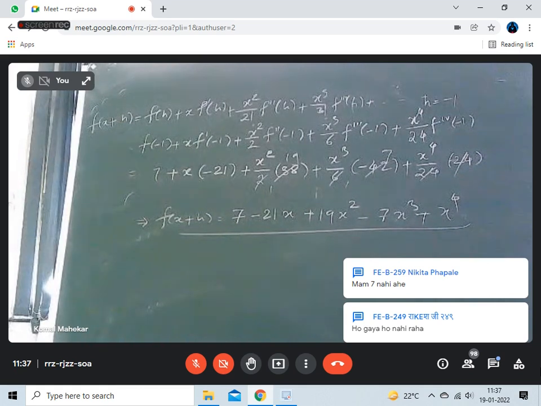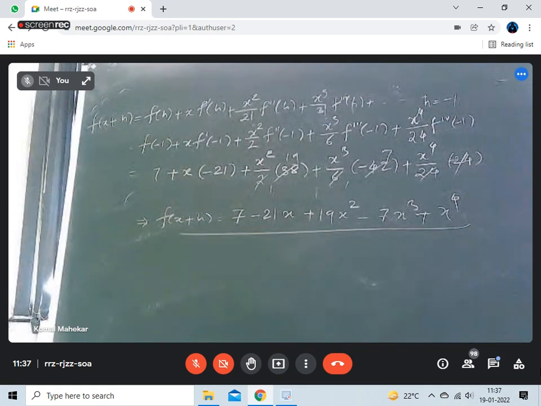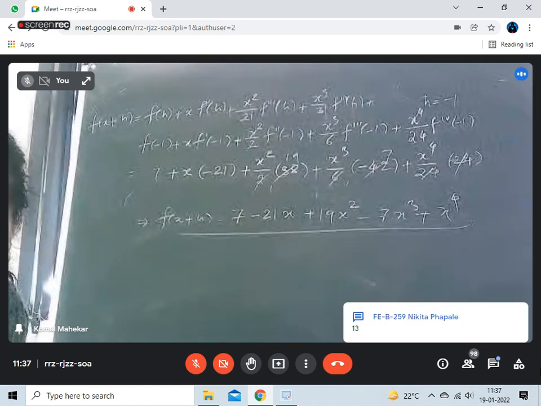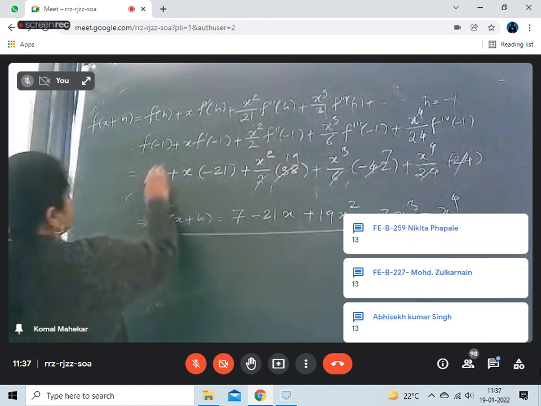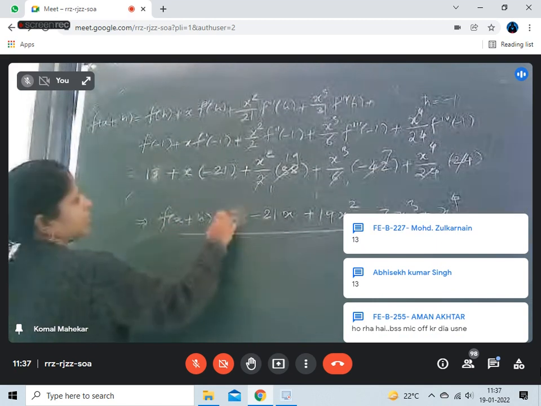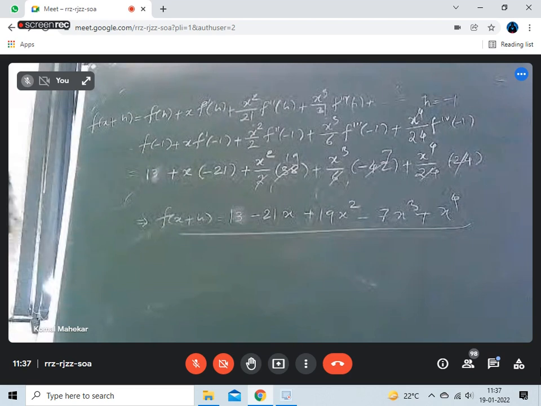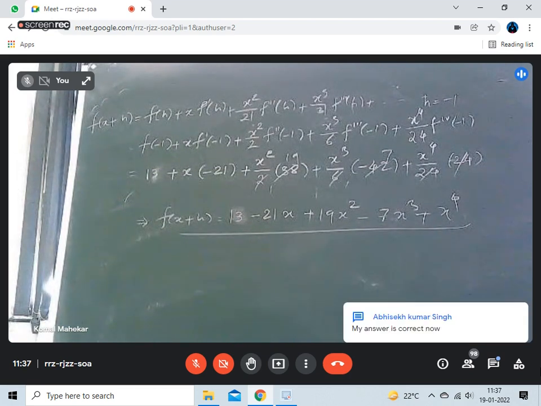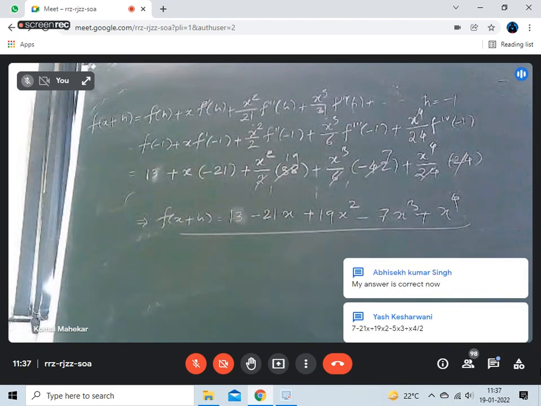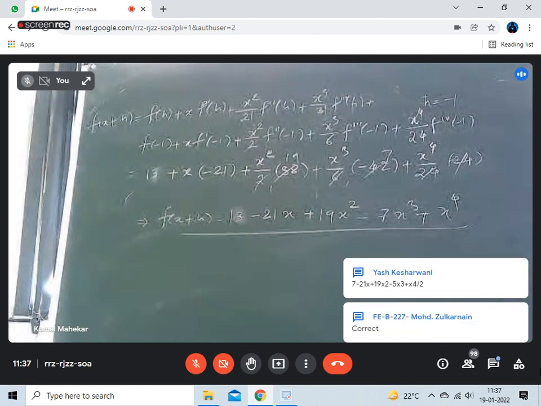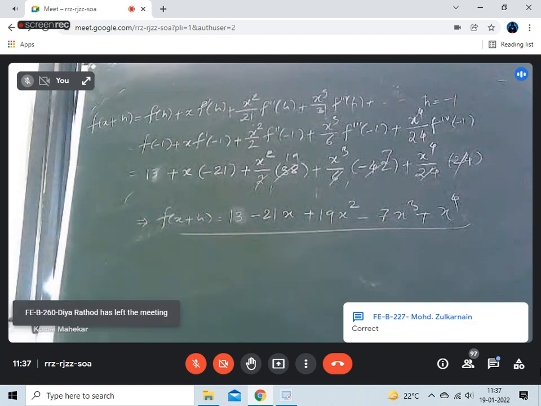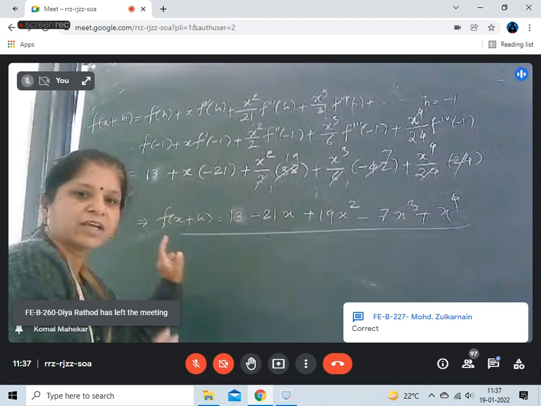Madam, the 7 is not correct there. Where is it not 7? What is the value? Instead of 7 it is 13. Okay. This value is 13. F of minus 1 is 13. Is the rest correct? 13 minus 21x plus 19x square minus 7x raised to 3 plus x raised to 4. Yes, this is the correct expansion.